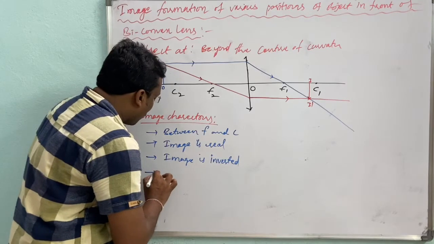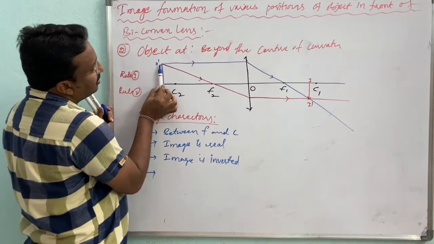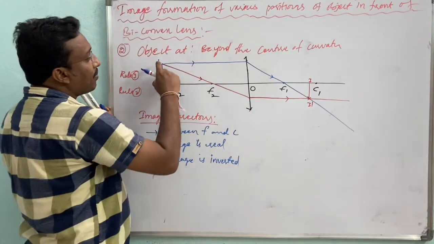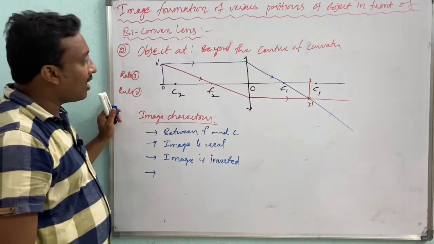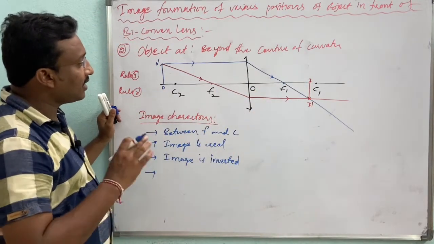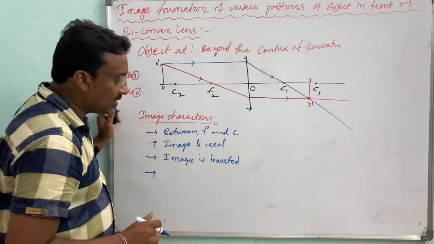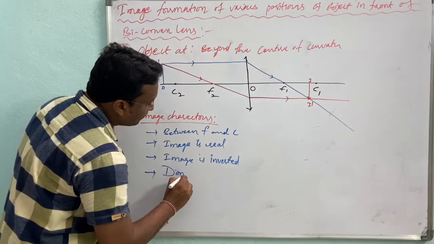And the next one, what is the size? See the object size and image size. If we compare the height of the image and the object, the image height is less. So that's why here we call it a diminished image.